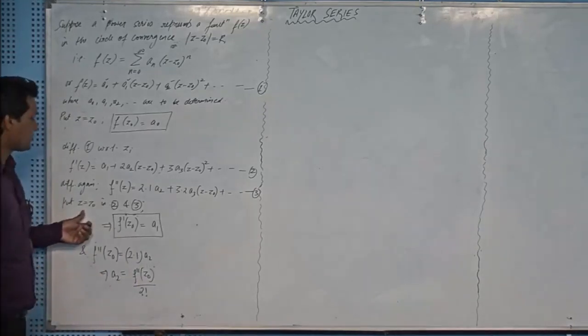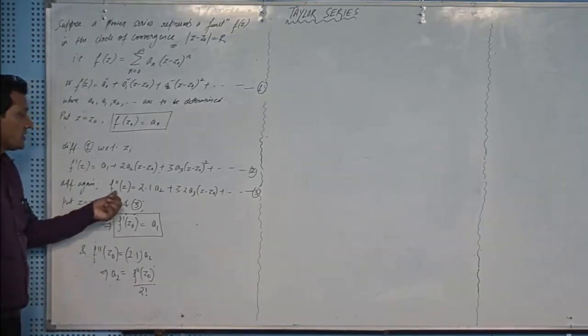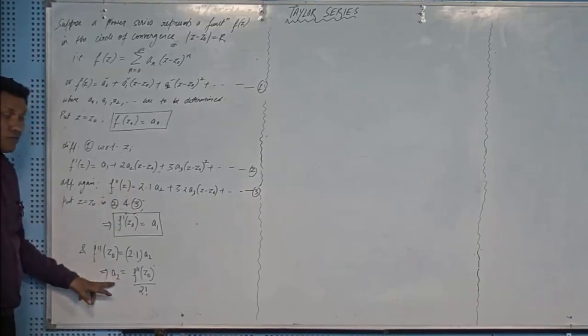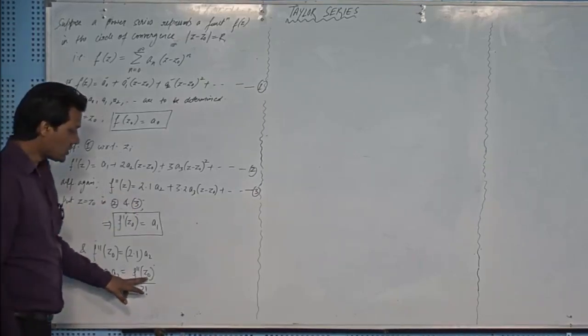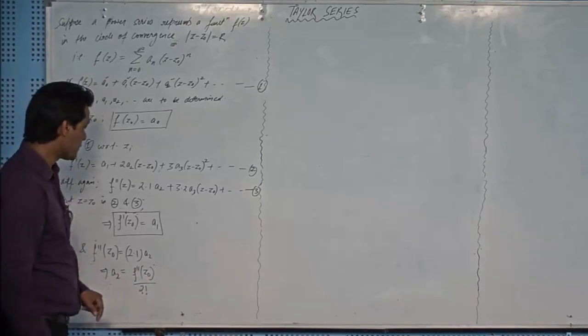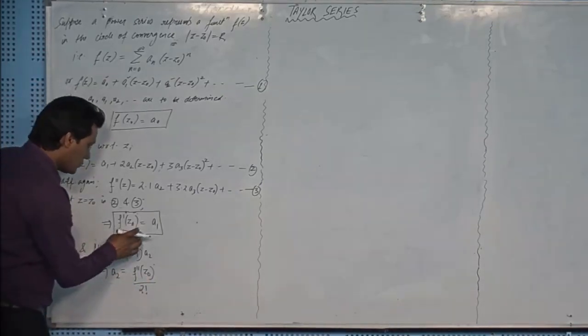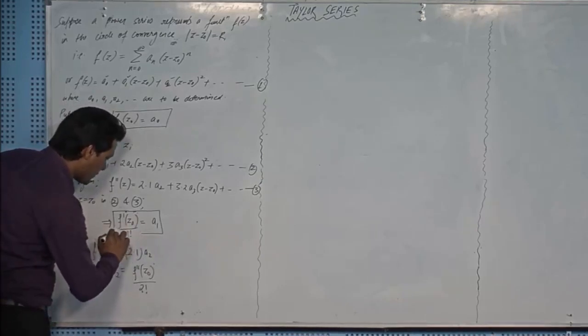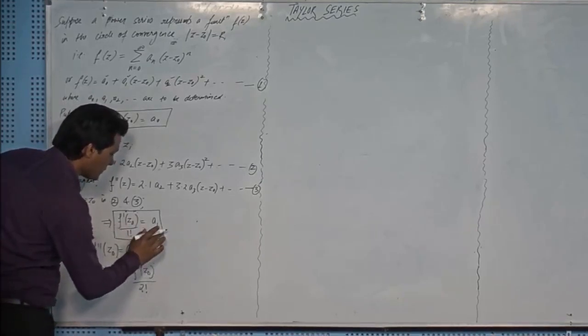And if you proceed in this way, finding f'''(z) and then you put z equal to z0, then the value of a3 will be f'''(z0) over 3 factorial, right? Or this can be written as f'(z0) over 1 factorial, in order to generalize it.